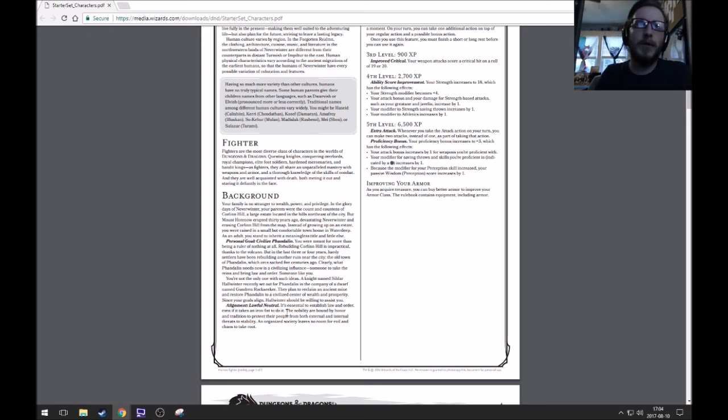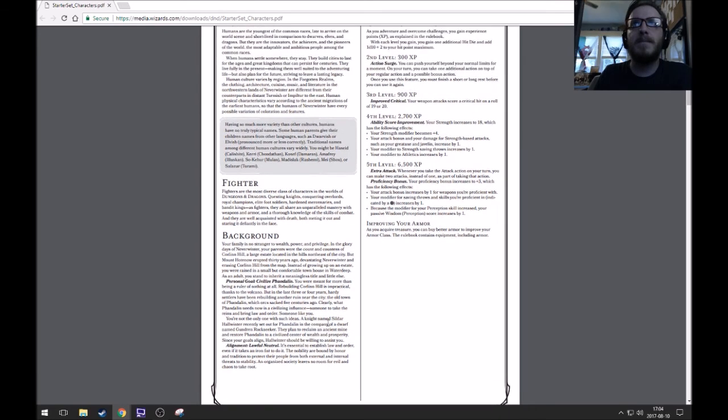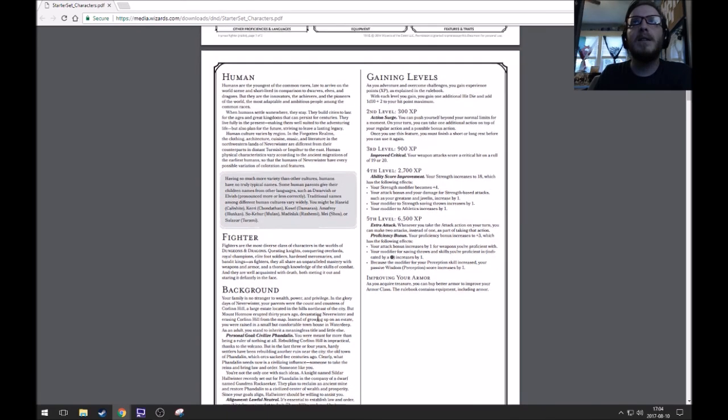And alignment, lawful neutral. It's essential to establish law and order, even if it takes an iron fist to do so. The nobility are bound by honor and tradition to protect the people from both external and internal threats to stability. An organized society leaves no room for evil and chaos to take root. So that's good.